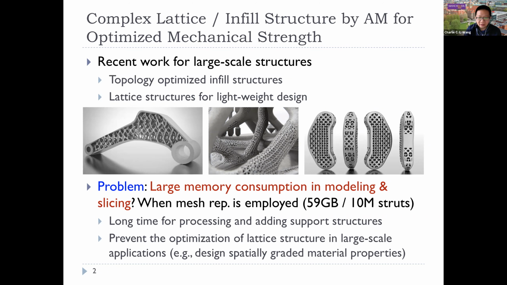This causes a lot of problems. One is a long processing time and difficulty fitting into a desktop-level workstation, as well as a long time for adding supporting structures. On the other hand, this bottleneck prevents optimization of lattice structures in large-scale applications, for example, designing spatially graded material properties.